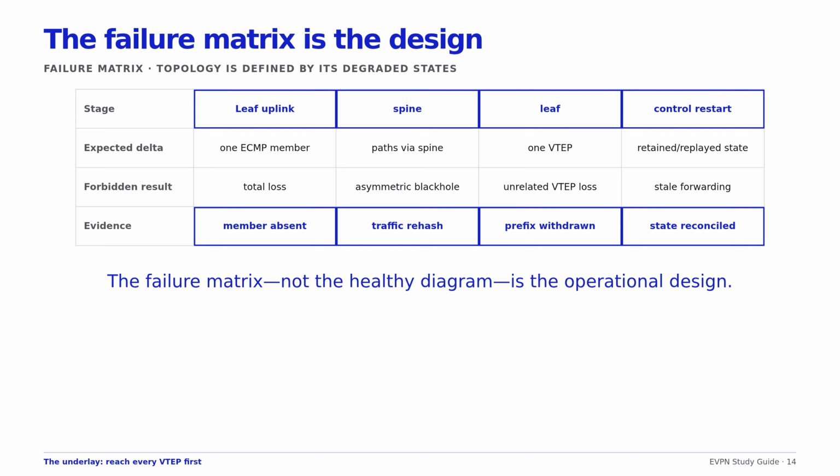Test partial failures, not only clean power-off events: a unidirectional path, an MTU mismatch, or a control plane that is alive while forwarding is not. The resulting matrix is the real design contract because it states what users experience.